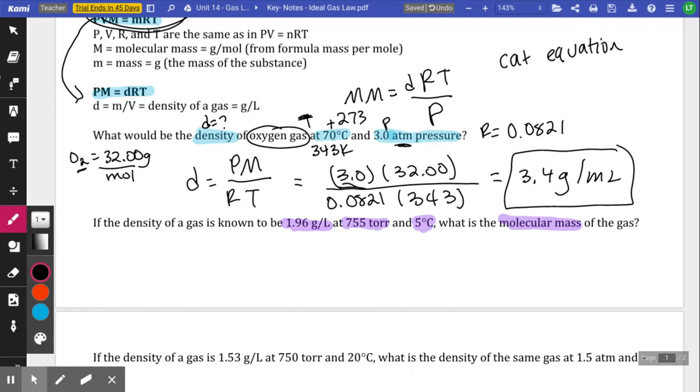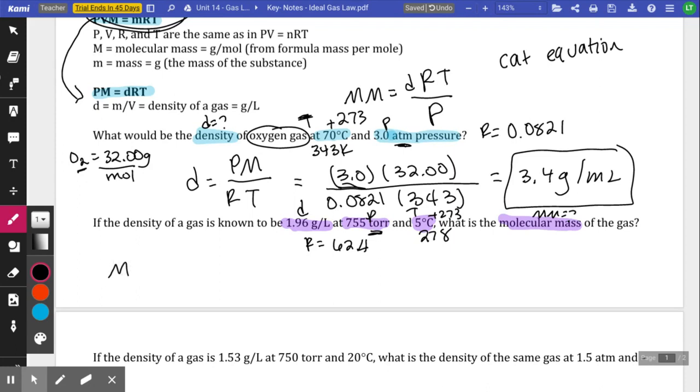All right, so we have our density, we have our pressure, we have our temperature. We need to add 273 to that, so that gives us 278. And we want to know the molecular mass, so that's our unknown. The only thing we're missing is our R value. Again, our R value needs to match our pressure. So since we're in torr here, our R value is 62.4.